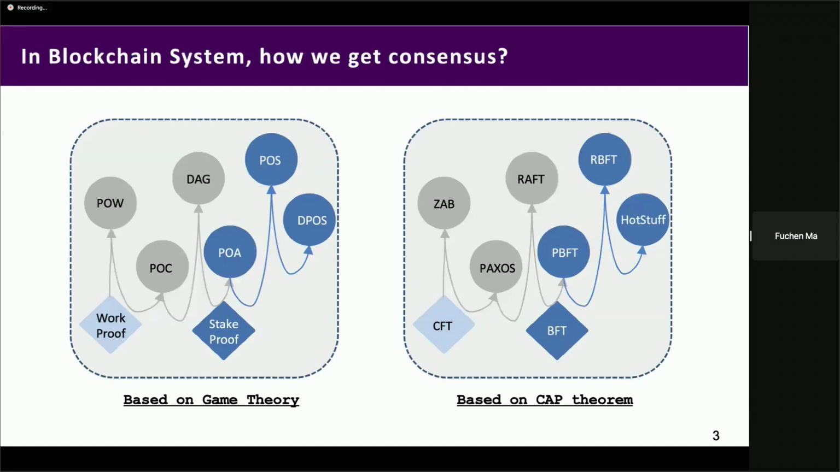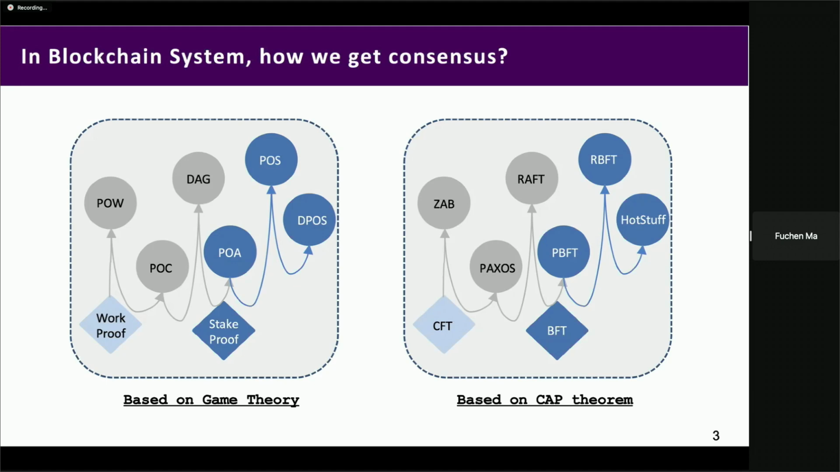Basically, we can divide them into two types. The first type is based on game theory, and the other one is based on CAP theory. The game theory-based algorithms leverage incentive mechanisms to cause a big loss to hackers who would like to make malicious votes. Typical protocols include PoW and PoS in the well-known Ethereum, and some new algorithms like DPoS, which evolved from the PoS protocol.